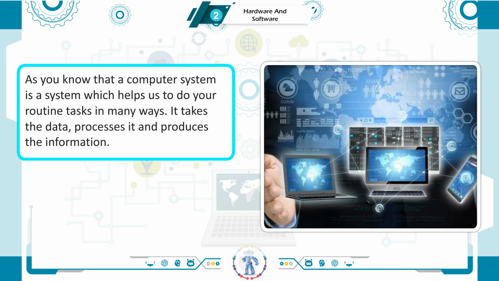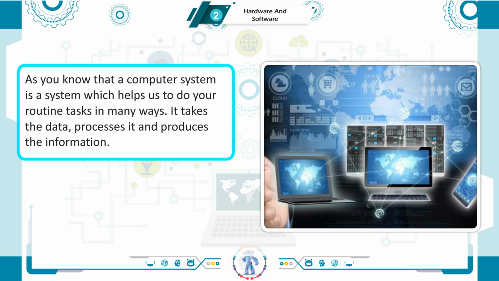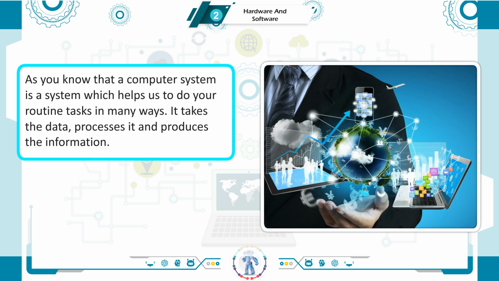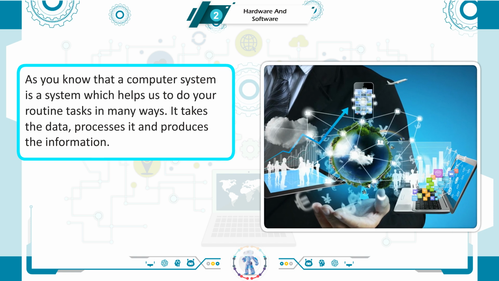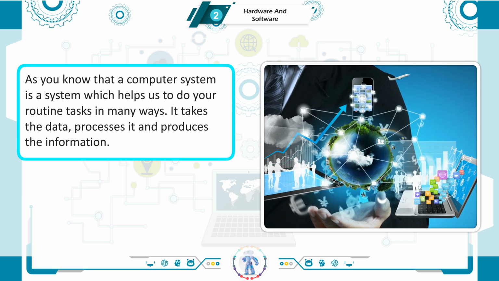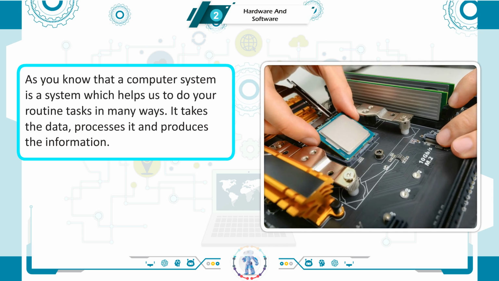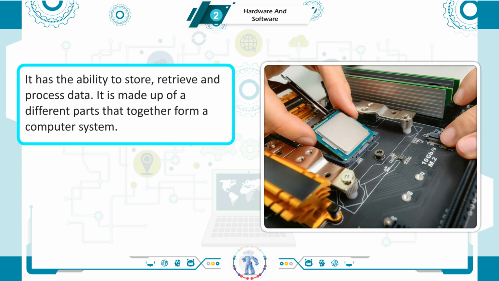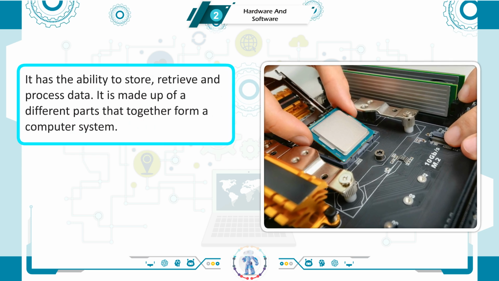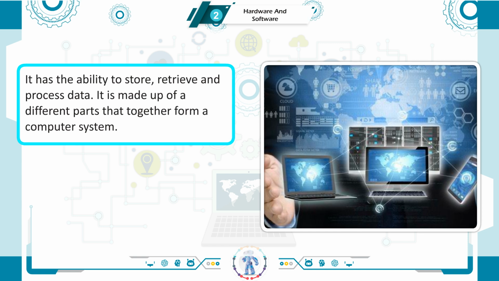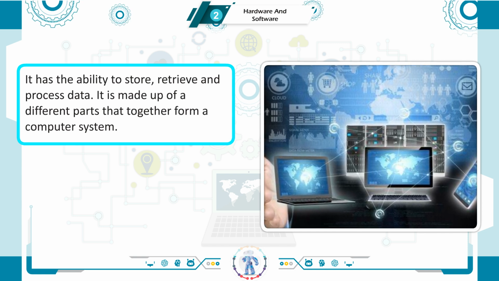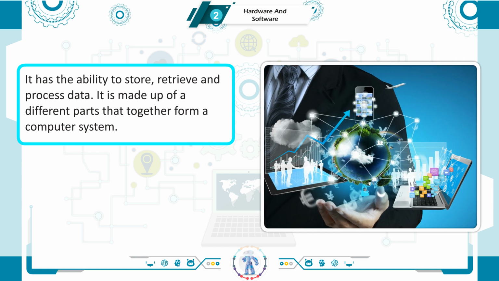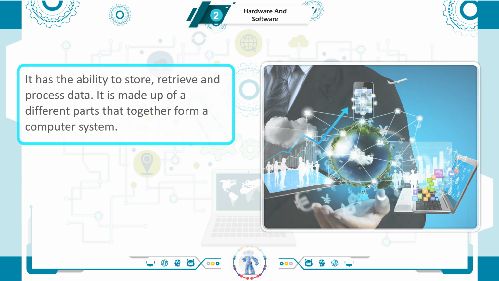As you know, a computer system is a system which helps us to do our routine tasks in many ways. It takes the data, processes it, and produces the information. It has the ability to store, retrieve, and process data. It is made up of different parts that together form a computer system.